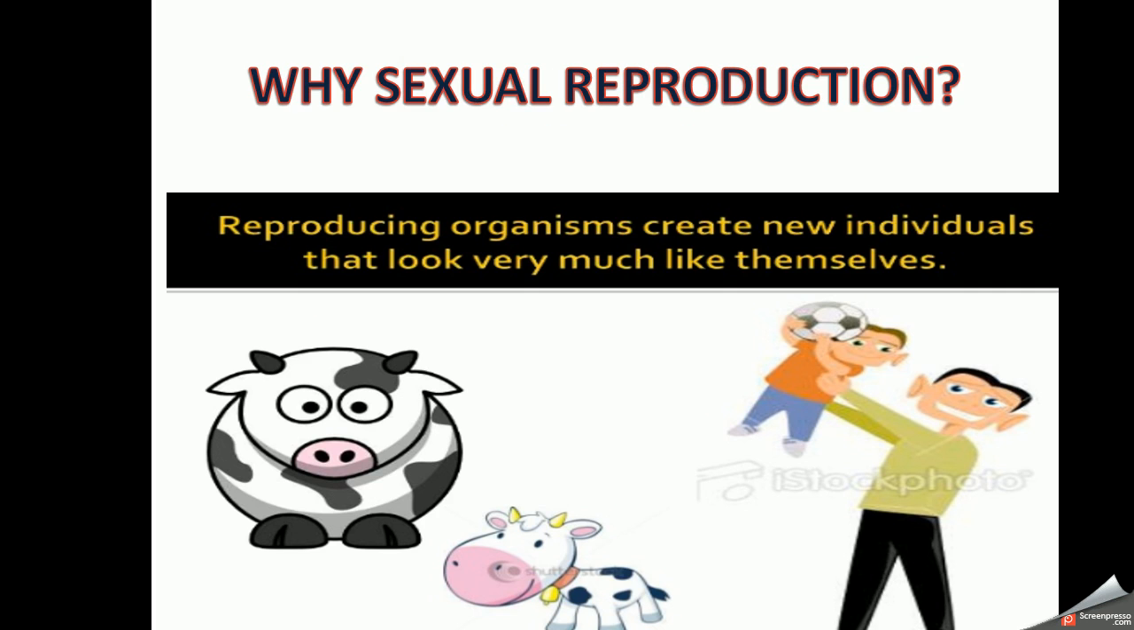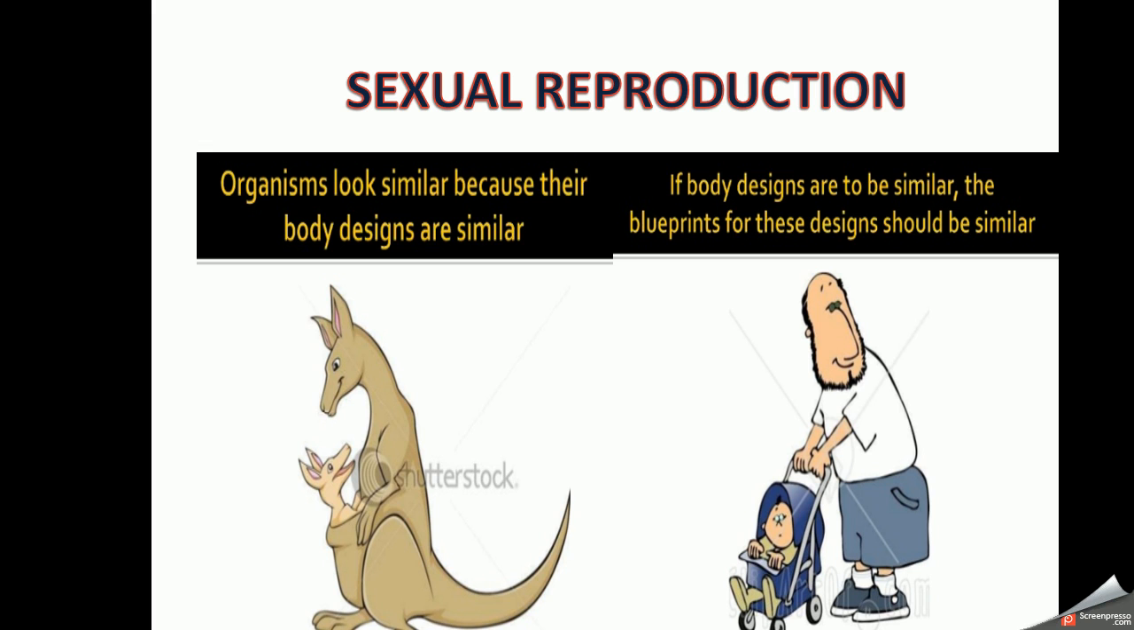So first, why sexual reproduction? Because reproducing organisms create new individuals that look very much like themselves. That means reproduction helps in the continuity of life, the continuity of species. Organisms look similar because their body designs are similar. You might resemble your mother or your father or brother because of similar body design.